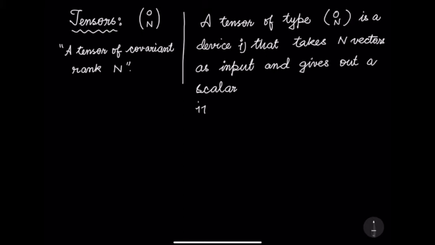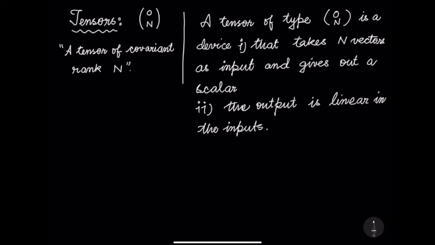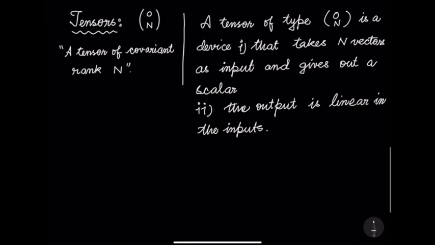And the other is that the operation that it does, which gives you the output, is linear in the inputs. So there are n inputs. In the n inputs, the output is linear. Now, two vectors go in, one scalar comes out. We have already seen such a thing, the dot product.